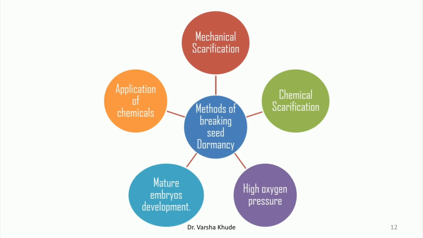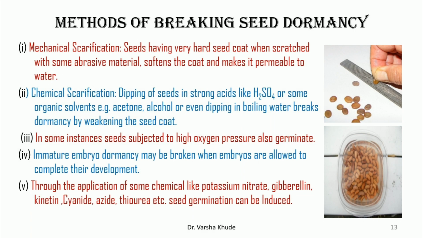Methods of breaking seed dormancy: mechanical scarification, chemical scarification, high oxygen pressure, immature embryo, application of chemicals. These are some methods of breaking seed dormancy. Let us study one by one. First, mechanical scarification. Seeds having very hard seed coat, when scratched with some abrasive material, soften the coat and make it pervious to water. Chemical scarification.